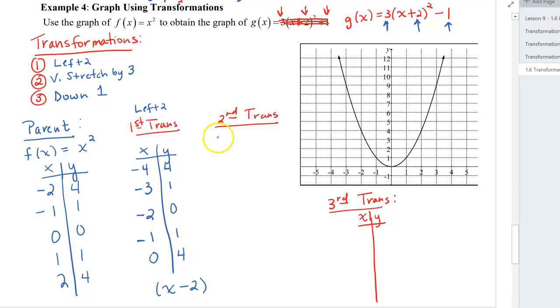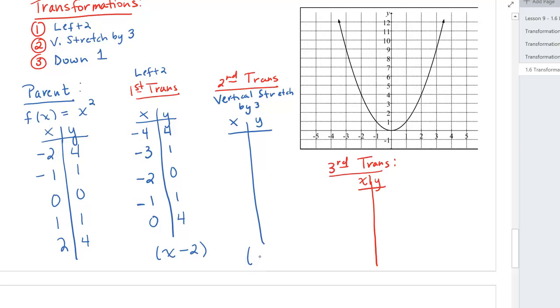The second transformation, remember, is a vertical stretch by 3. So since it's vertical, that's going to change y. And remember, stretching involves multiplication. So I'm going to take all of my y values and multiply by 3. So 4 times 3 is 12. 1 times 3 is 3. 0 times 3 is 0. 1 times 3 is 3. And 4 times 3 is 12. Now I'm going to bring over my x values.